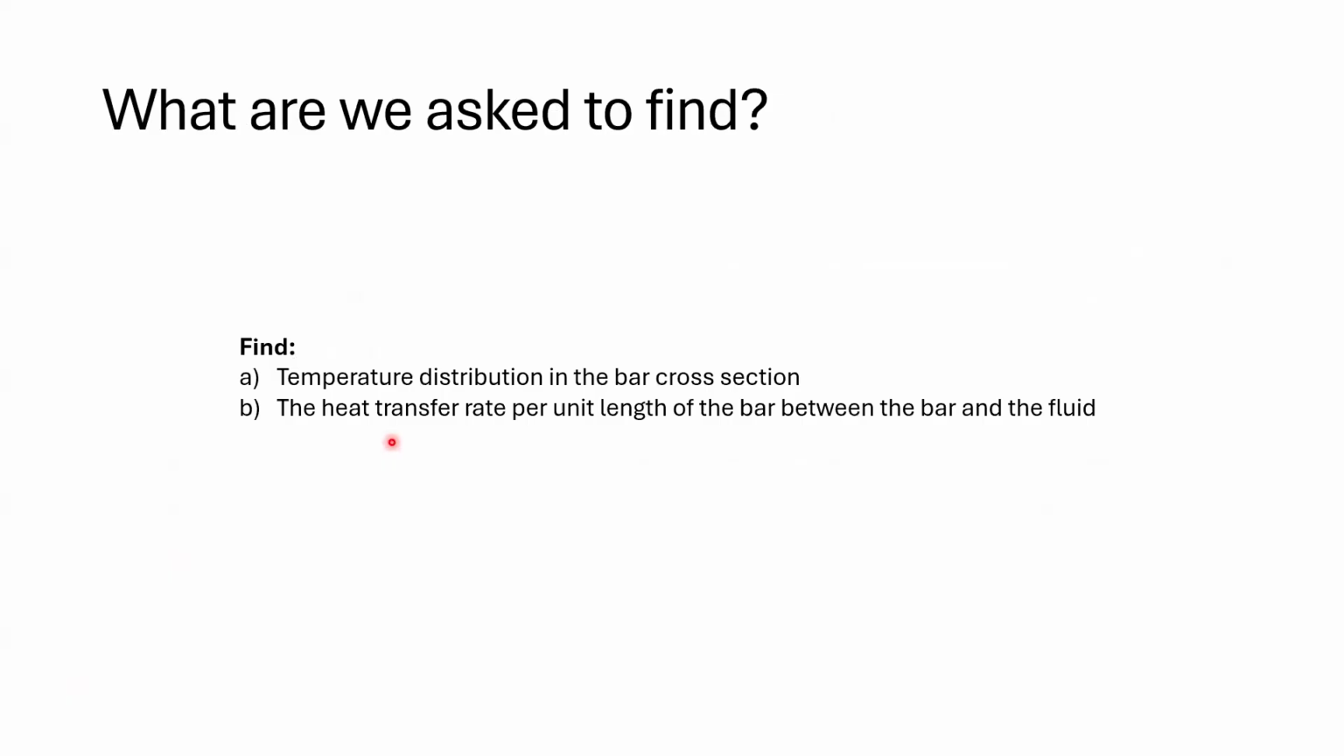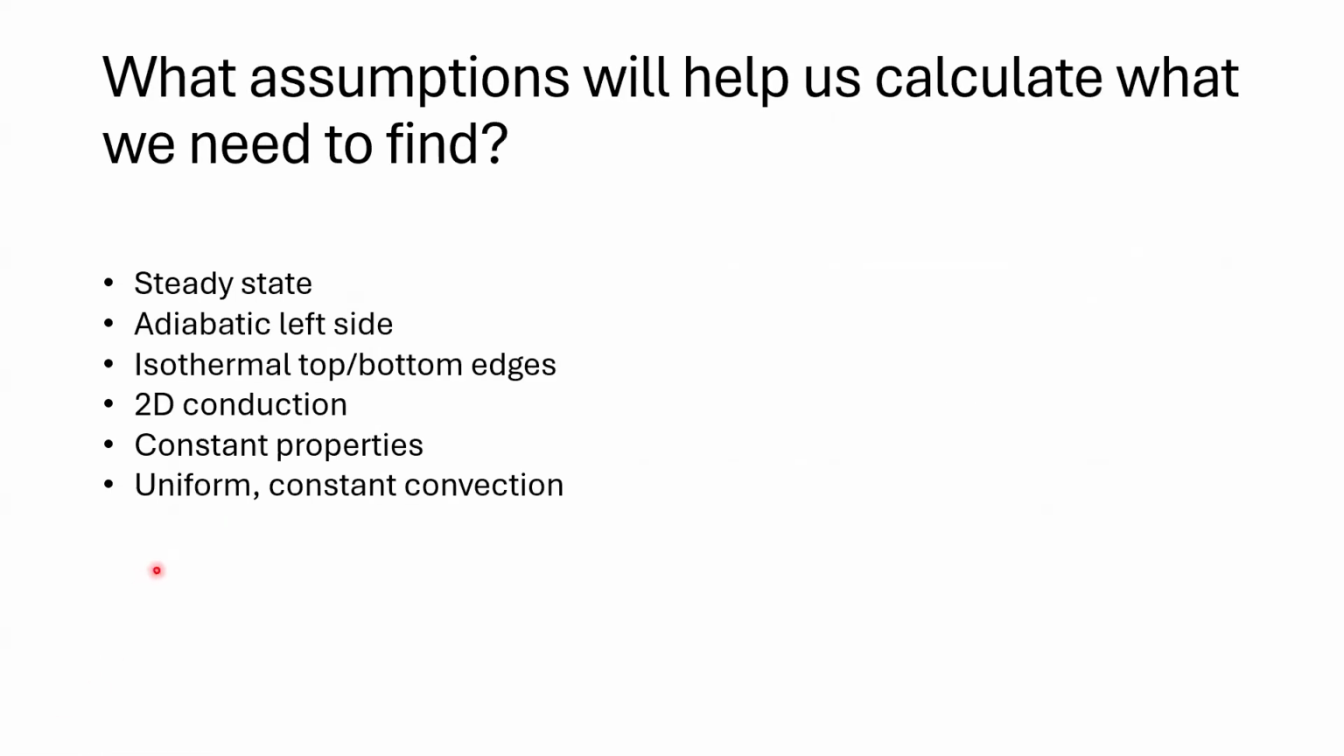So again, we're trying to find the temperature distribution in the bar cross section and the heat transfer per unit length between the bar and the fluid. The assumptions that we'll be making to help us solve this problem include that we're at steady state. We have an adiabatic left side. The top and bottom edges are isothermal. We have 2D conduction. The bar has constant properties, and there is uniform constant convection occurring between the bar and that ambient fluid.